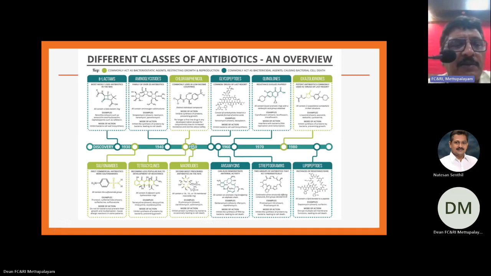Yeah, you can find different kinds of antibiotics. So right from 1928, you have penicillin. Then you have the sulfonamides. All these antibiotics, you find that most of them are getting resistant, and we are running out of ideas now. We don't know what to do now.